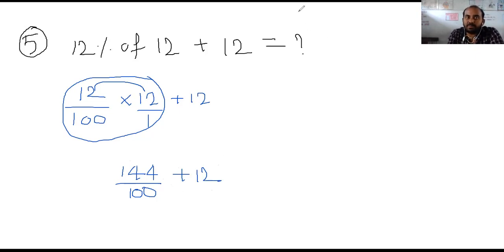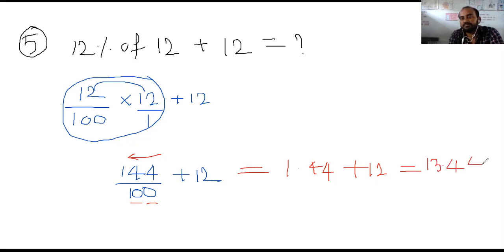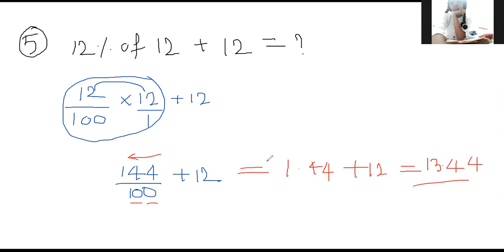So how to apply the point? Decimal. If you want to write in decimal, what to do? Here how many zeros are there? 2 zeros are there. So in the numerator from the right side to left side, after 2 digits keep a point. So that is equal to 1.44. 1.44 plus 12. If you add this, how much will you get? 13.44 is the answer. Understood? No, sir. Not understood.